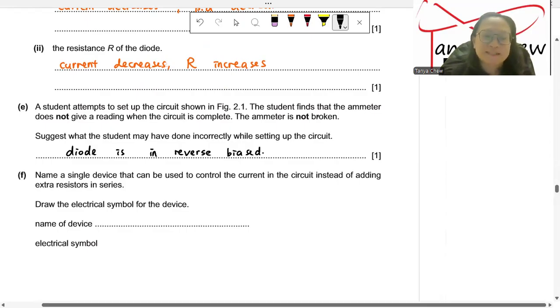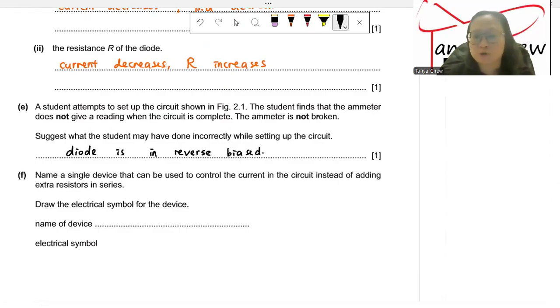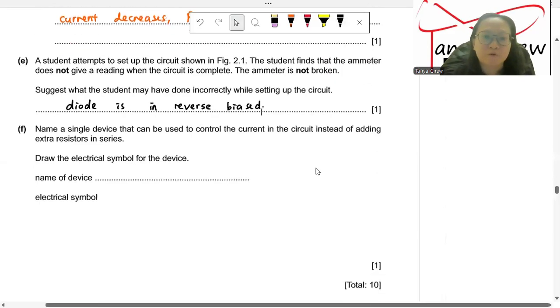Now, F, name a single device that can be used to control the current in the circuit instead of adding extra resistors in series. Draw the electrical symbol for the device. You know, we have technology nowadays, right?